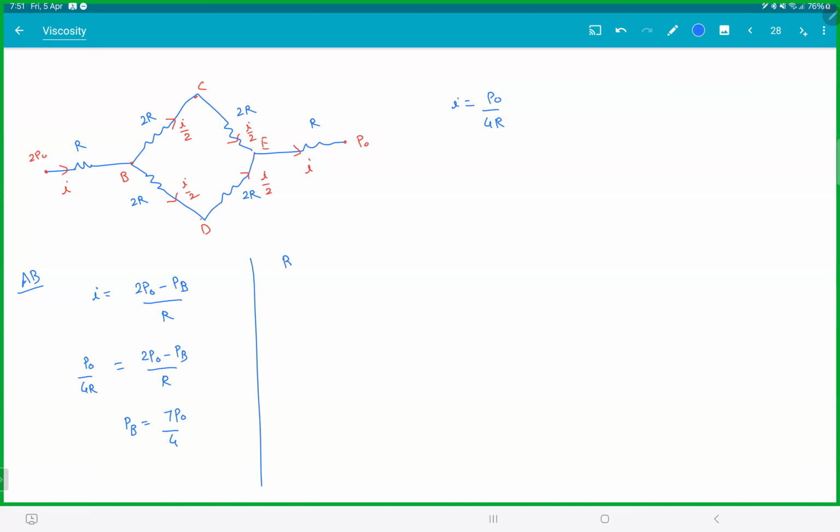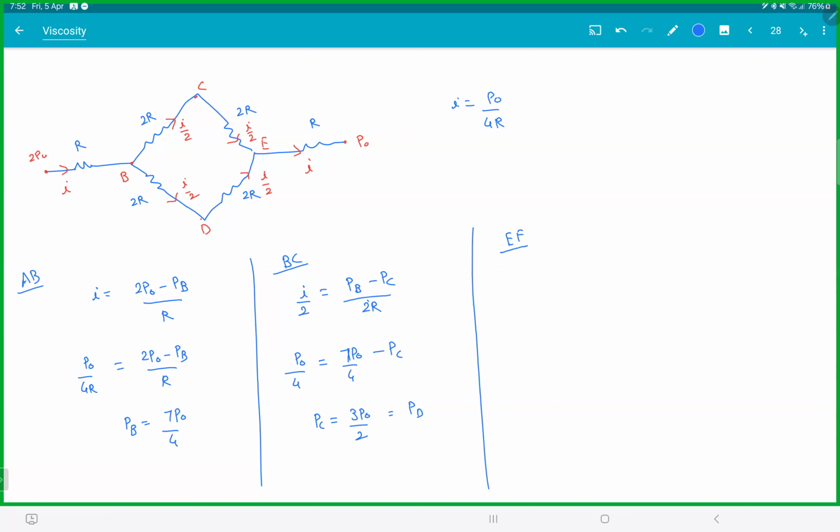Similarly, you can do it for BC. This would be I by 2. This would be PB minus PC by 2R. 2 will cancel. This will be P naught by 4R. P naught also will cancel. PB is 7 P naught by 4 minus PC. So PC is 3 P naught by 2. Kind of expected. By symmetry, left and right, it is the middle point. And if PC is equal, PD is also equal. That is the reason you removed it from the Wheatstone bridge.